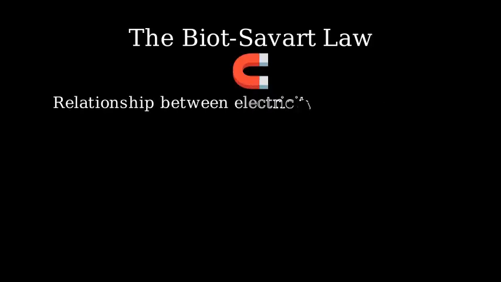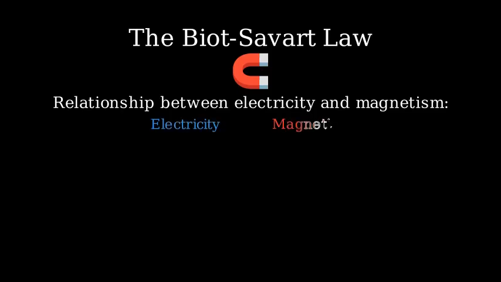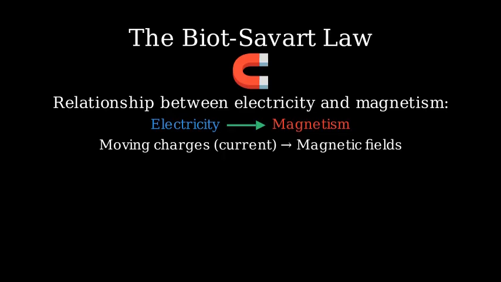To understand the Biot law, we need to recall the relationship between electricity and magnetism. Electric currents, which are moving electric charges, create magnetic fields around them. The Biot law gives us a mathematical way to calculate the exact magnetic field at any point in space due to a current-carrying wire. Let's examine the mathematical formulation of the Biot law.